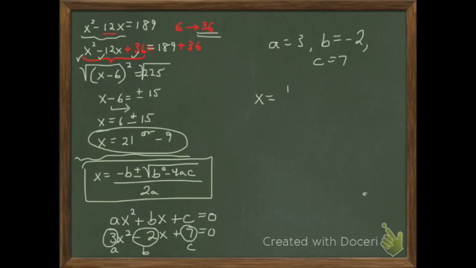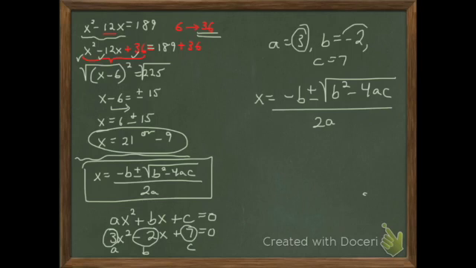X equals, I don't remember the quadratic formula, there we go. Negative b plus or minus the square root of b squared minus 4ac all over 2a, and plug in for a, b, and c. This always works. This technique always works for a quadratic equation.